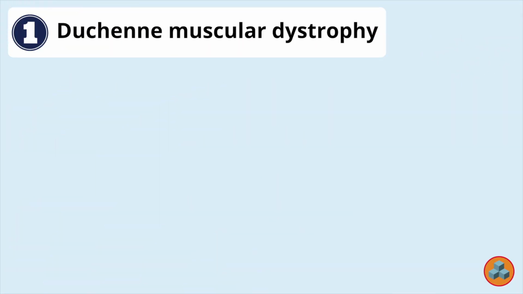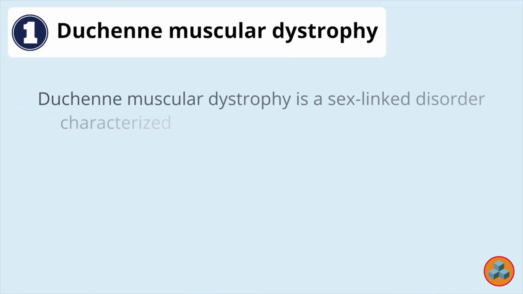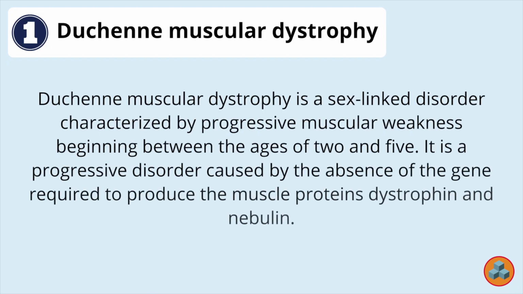Option 1, Duchenne muscular dystrophy. Duchenne muscular dystrophy is a sex-linked disorder characterized by progressive muscular weakness beginning between the ages of 2 and 5. It's a progressive disorder caused by the absence of the gene required to produce the muscle proteins dystrophin and nebulin. Erythrocyte sedimentation rate is typically not affected with this condition. A creatine phosphokinase determination is the most specific test for muscular dystrophy.